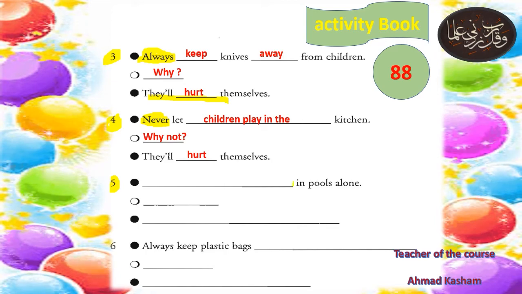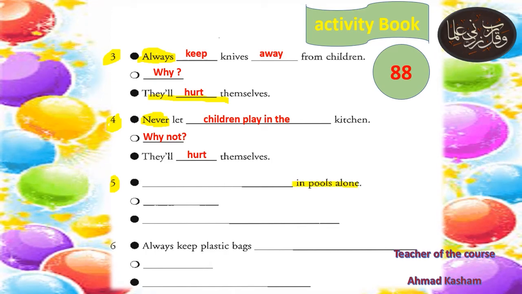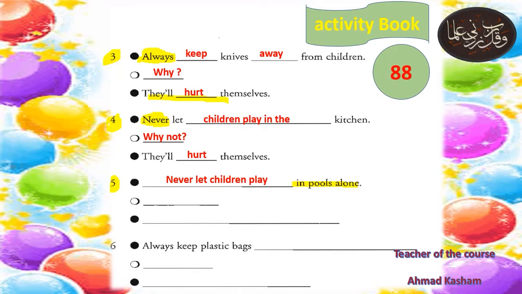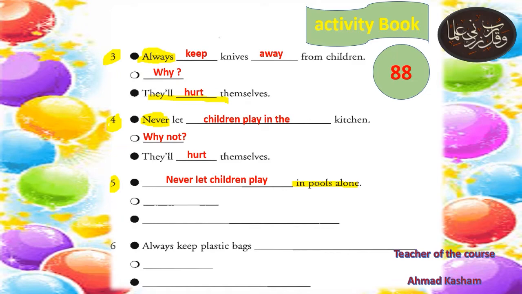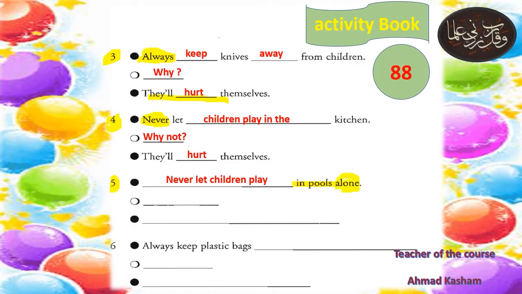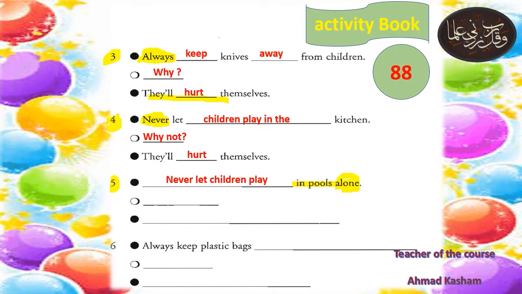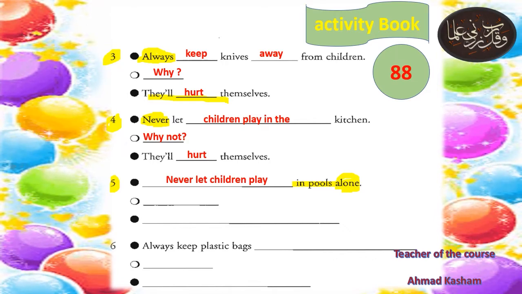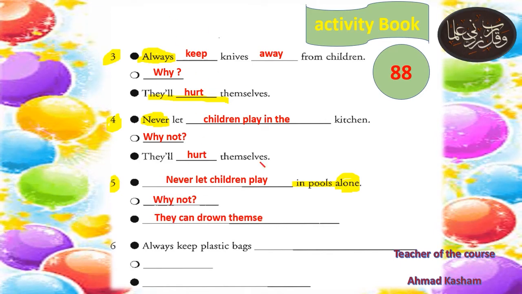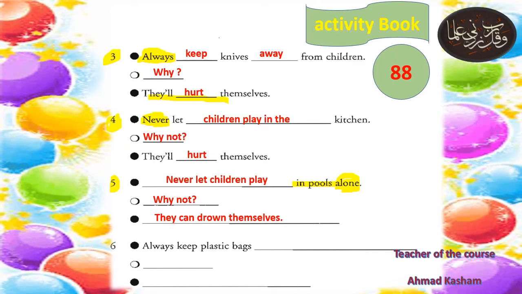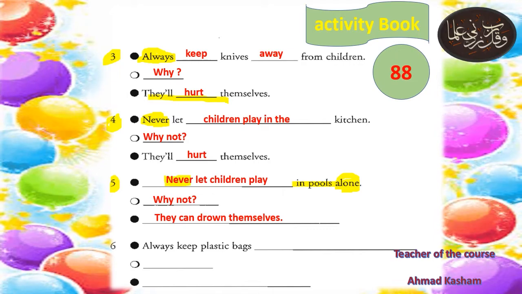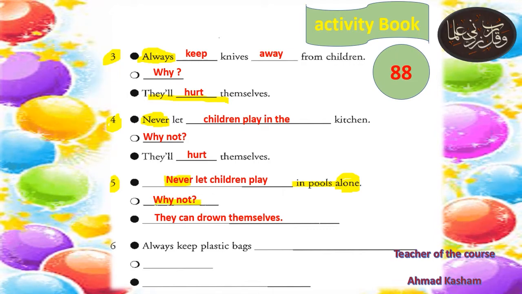Number 5. Here, in pools alone. Also, we have never let children play in pools alone. أبدا لا تدعوا الأطفال يلعبون بالمسابح بمفردهم. Alone تعني بمفردهم. بمفرده أو بمفردهم هنا جمع. So, how can I ask about the reason? Why not? Because they can drown themselves. لأنهم سيغرقون أنفسهم. لما لا؟ لأنهم سيغرقون أنفسهم. إذا بدأت ب never أسأل ب why not. أبدأ ب always أسأل ب why.